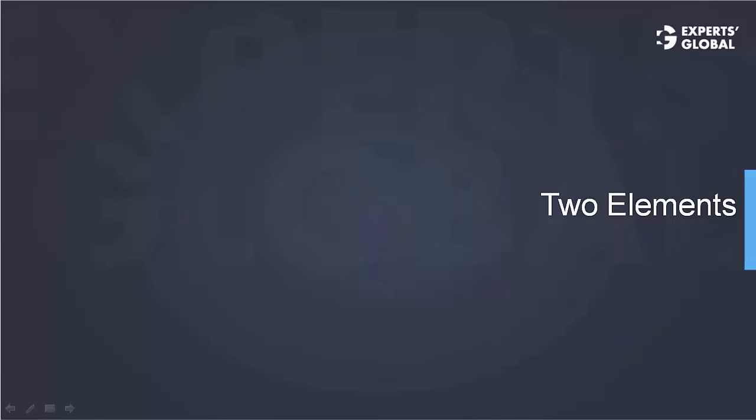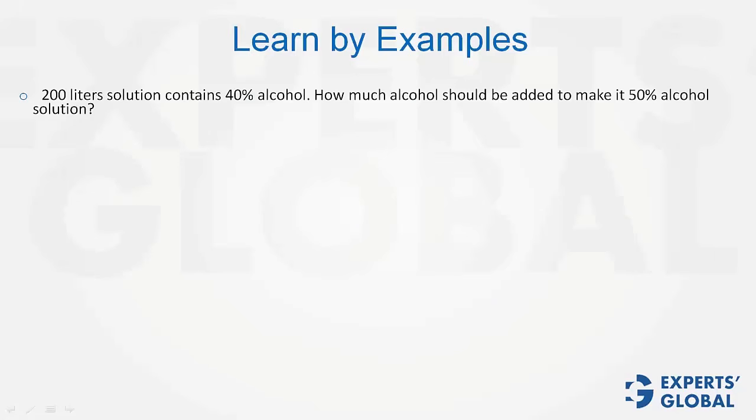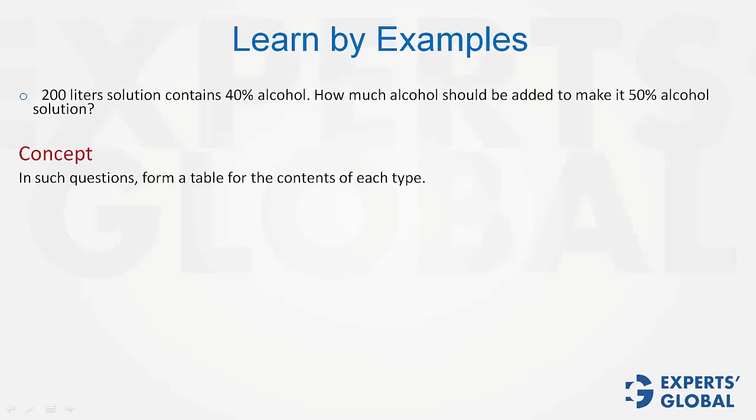When 2 elements are involved, that means 2 things are mixed up. Let's get down to learning by examples. The first example: a 200 liter solution contains 40% alcohol. How much alcohol should be added to make it a 50% alcohol solution? This is a typical question that appears in virtually all the aptitude examinations, and the right way of solving this question is to have a table of content.